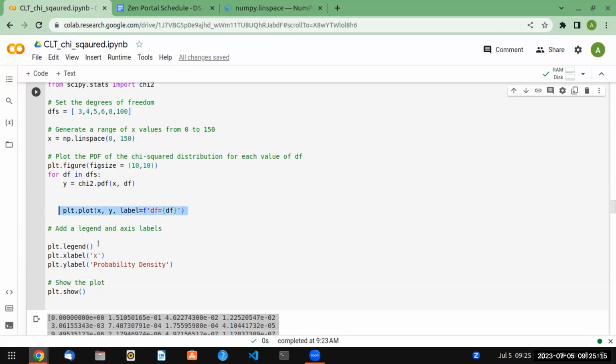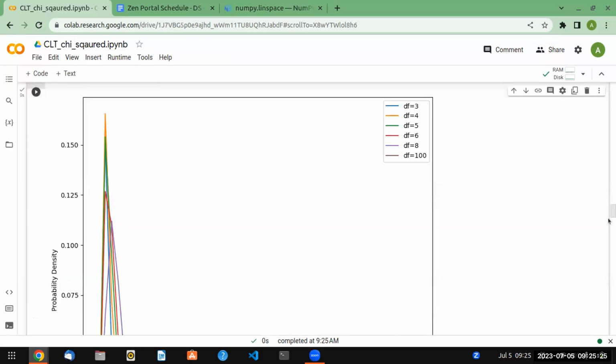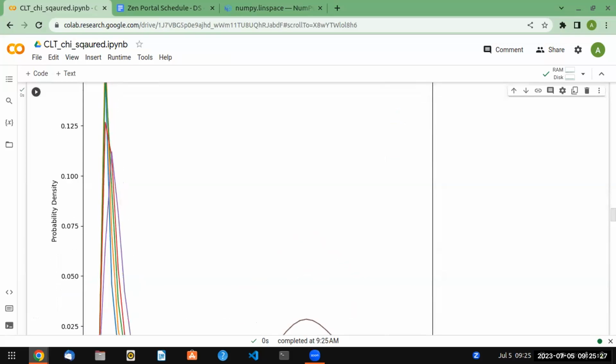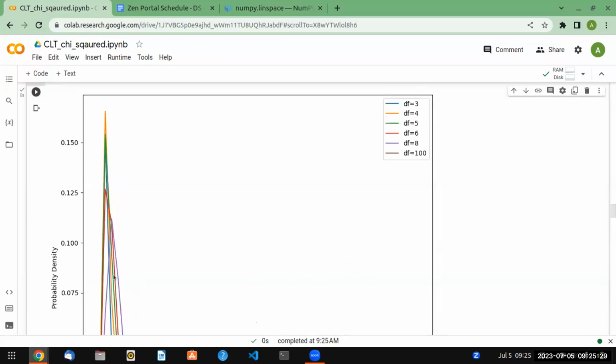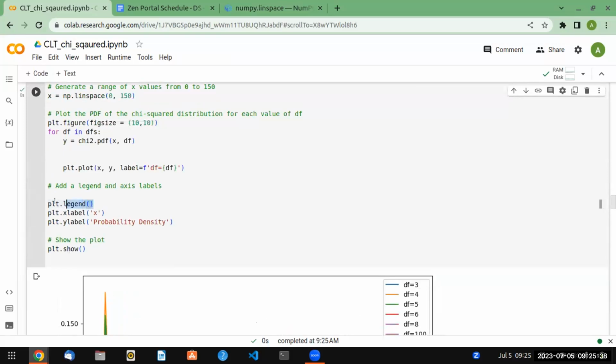Okay, this function means you have to plot the naming, the legend, right? That means the labeling and all. We'll see. So this is what it looks like. For every degree of freedom, you are plotting one curve in the same graph. Because of this plot dot legend and all, you are seeing these things.